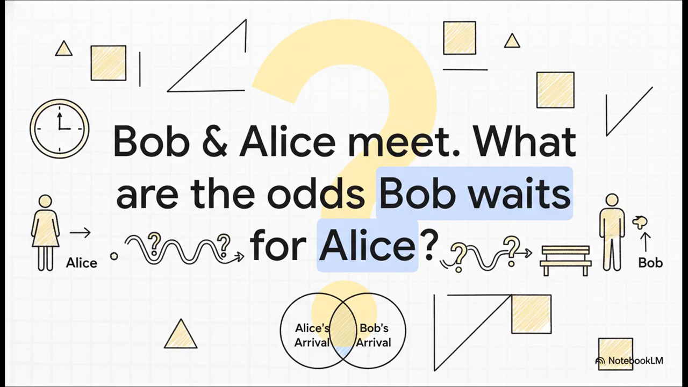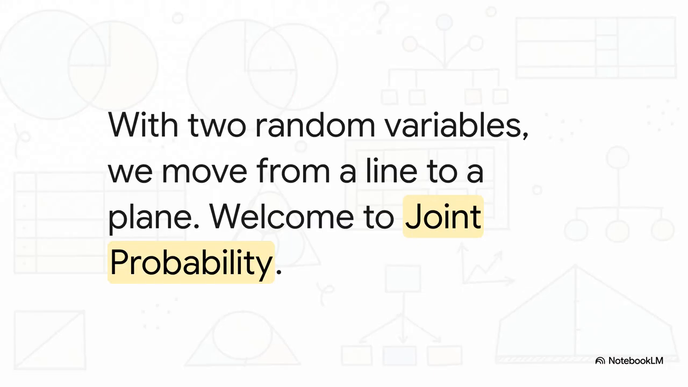Seems simple enough, right? But you've got two completely random things happening at once, when Alice shows up and when Bob shows up. How do you even begin to combine those two things to get a single answer? You see, with just one random event, you can kind of picture all the possibilities on a simple number line. But when you've got two, like Alice's arrival time and Bob's arrival time, a line just doesn't cut it anymore. We need a plane. Think of it like a map, where every single point, every coordinate, represents one possible way their meeting could play out.